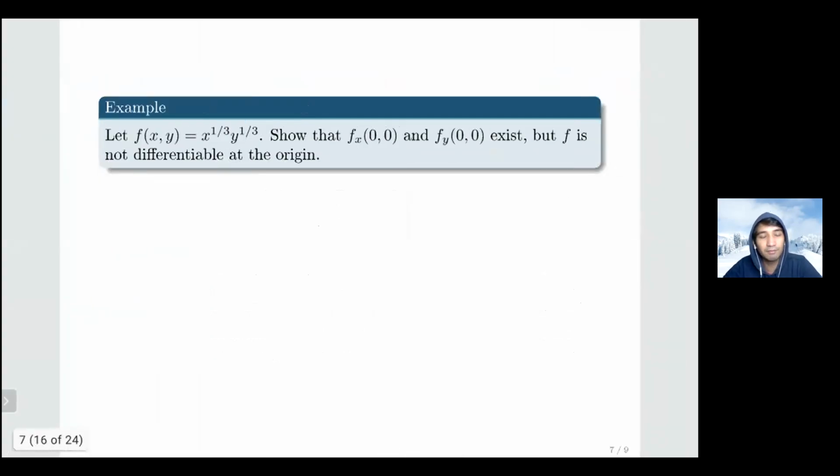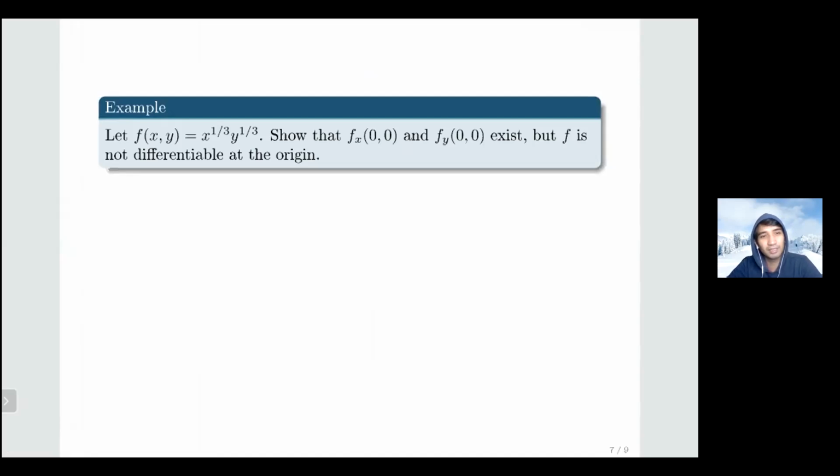Dun sa intuitive notion natin, binigay natin itong example na f of xy equals x to the 1/3, y to the 1/3. Ipapakita natin ngayon that the partial derivatives exist at the origin, pero hindi siya differentiable. Okay? Alam na natin na hindi siya differentiable from the intuitive notion. Okay? Pero pakita natin na yung mga partial derivatives nag-exist.